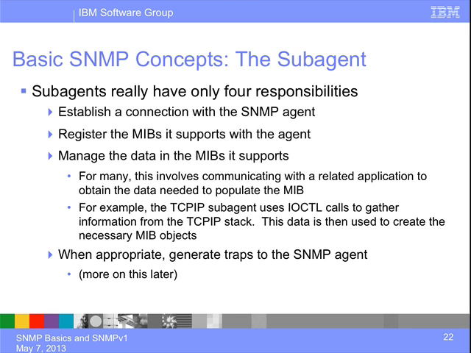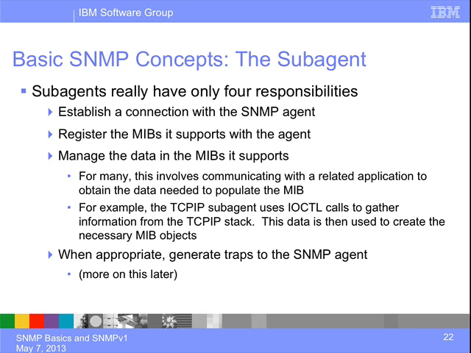Subagents have 4 roles within the SNMP environment. They are responsible for connecting into the SNMP agent and then registering the MIBs they support with the agent. Registering the MIBs allows the agent to determine what subagent to poll when a query arrives for data not supported by the agent itself.